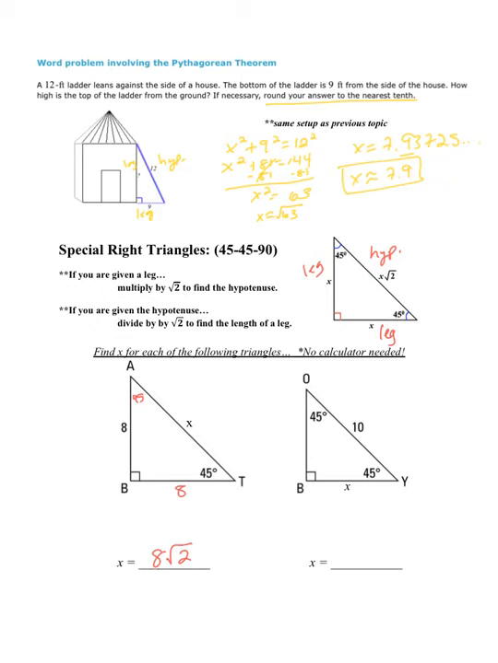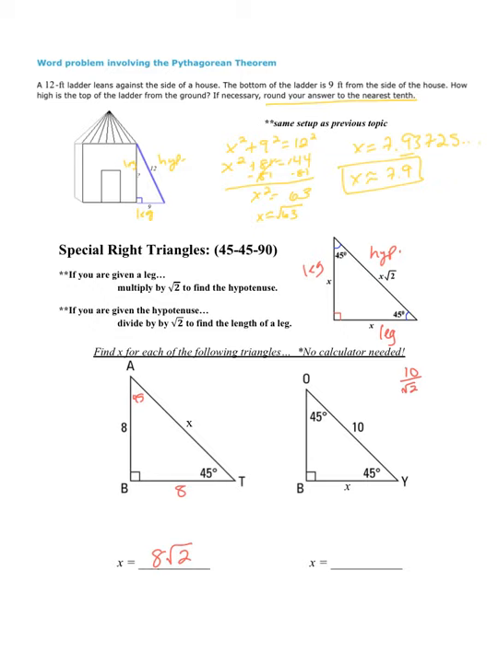Now that's awesome when you know the leg and you're finding the hypotenuse. But now we know the hypotenuse, we want to find the leg. If you know the hypotenuse of a 45, 45, 90 triangle, and you want to find the leg, you divide the whole hypotenuse by the square root of 2 to find the length of a leg. So let's do this. Hypotenuse is 10. Dividing it by the square root of 2.